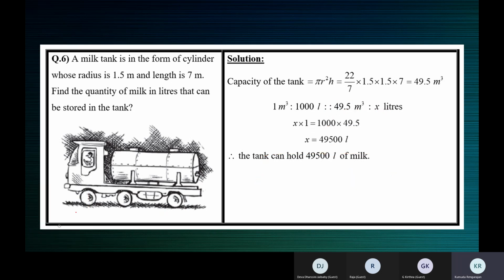When you write it as a proportion like this, we say product of extremes. These terms are the extremes. Product of extremes, 1 into x, is equal to product of means. These are the terms in the mean position. These are the terms in the extreme position. So product of extremes is equal to product of means. All right, class, so this is how we convert meter cube to liters. Is that fine, children? Yes, ma'am.